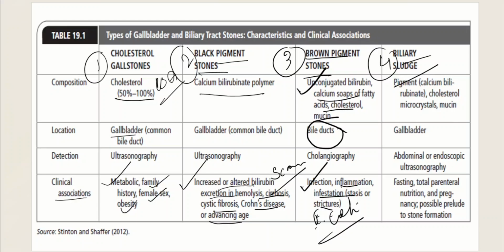Thick biliary sludge is a thick sludge-like pigment of calcium bilirubinate, cholesterol monocrystal, and mucin, which is actually a precursor of gallstone, seen in the gallbladder. And clinical associations are seen in case of long fasting, or if a patient is on total parenteral nutrition. This is also one precipitating factor. Then pregnancy is also another risk factor for developing biliary sludge.